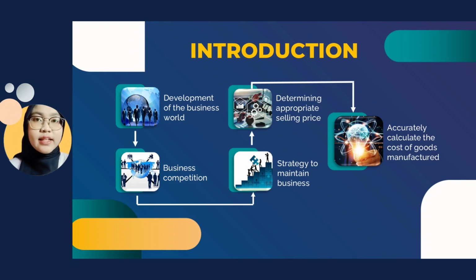In determining the selling price of a product, the cost of goods manufactured must be considered so that the company knows the profit from selling the product. Determining the cost of goods manufactured must really pay attention to the three elements of production costs incurred during the production process, namely material costs, labor costs, and overhead costs.